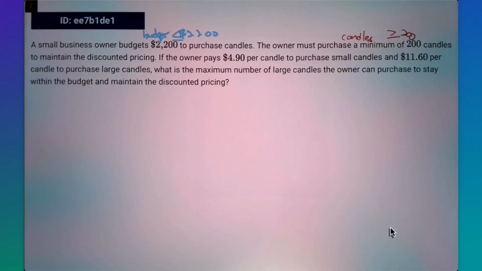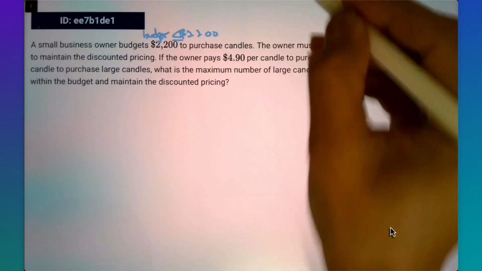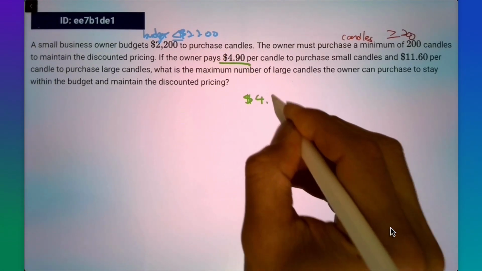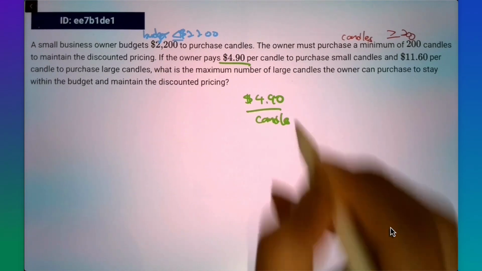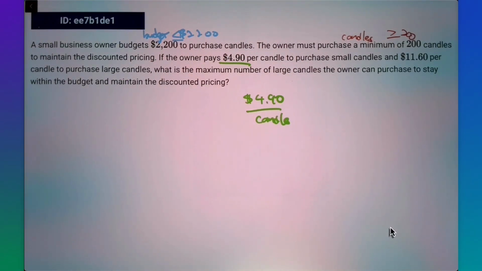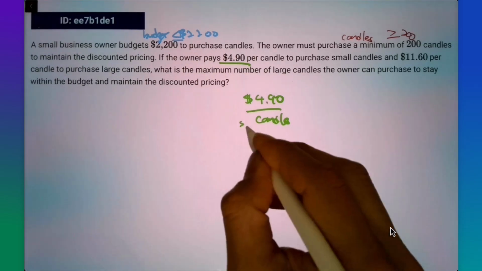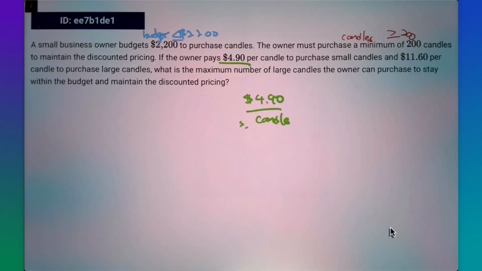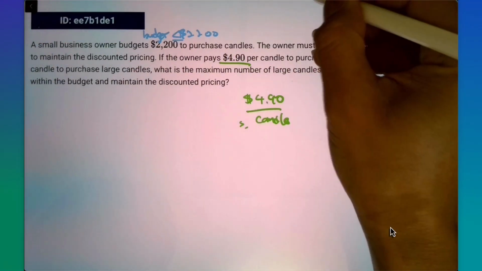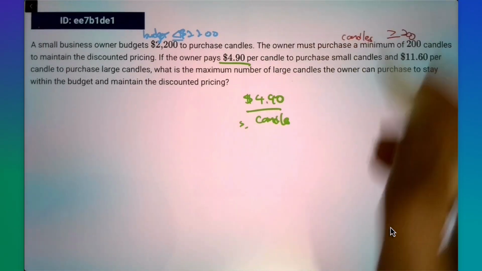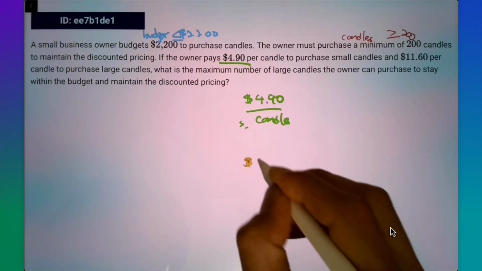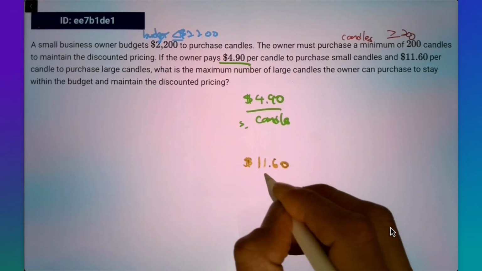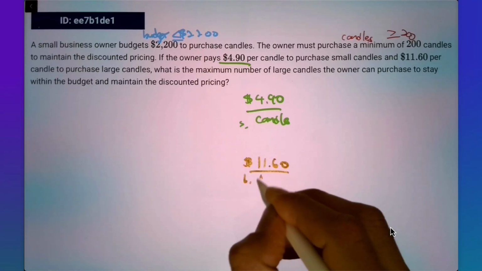Okay. If the owner pays $4.90 per candle to purchase small candles, so far this is small candles, and $11.60 per candle to purchase large candles. Okay, for large, let's use this gold color. 11.60 for large candles.